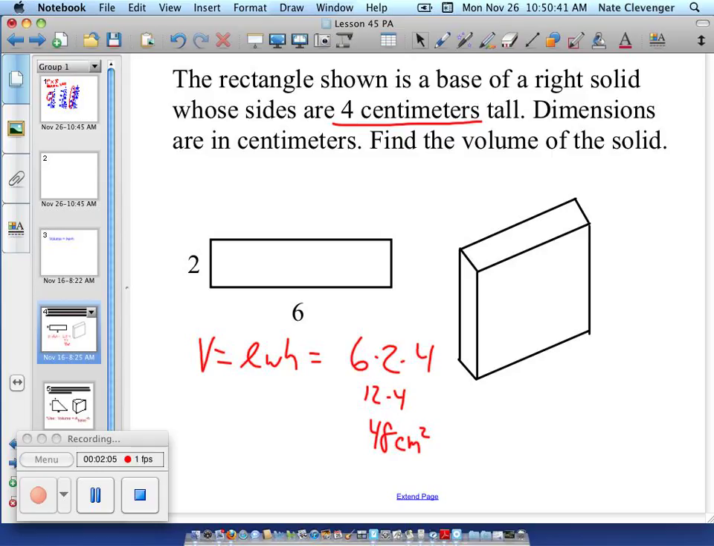All right, so 48 centimeters, but we don't label it as squared. I labeled squared, but it should be cubed. Because volume is finding how many cubes there are, so in this case 1 by 1 by 1 centimeter cubes would fit into this object. And we could put 48 cubes in there, based on these dimensions.